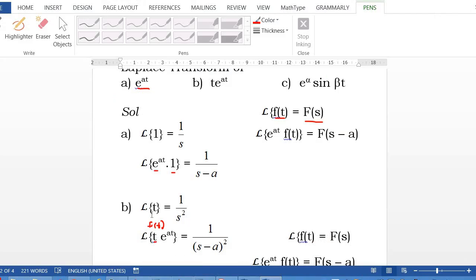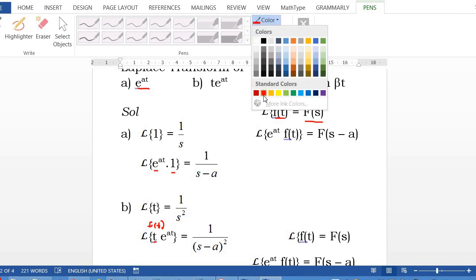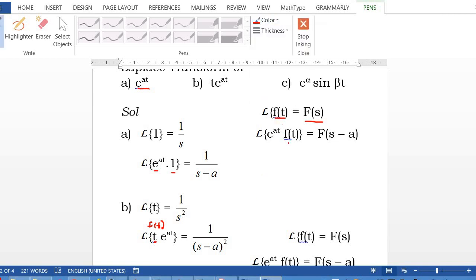The Laplace transform for t is 1 over s squared. So for t multiplied by e^(at), using the first shift property, you replace the F(s) here, s replaced by the bracket (s minus a), squared.